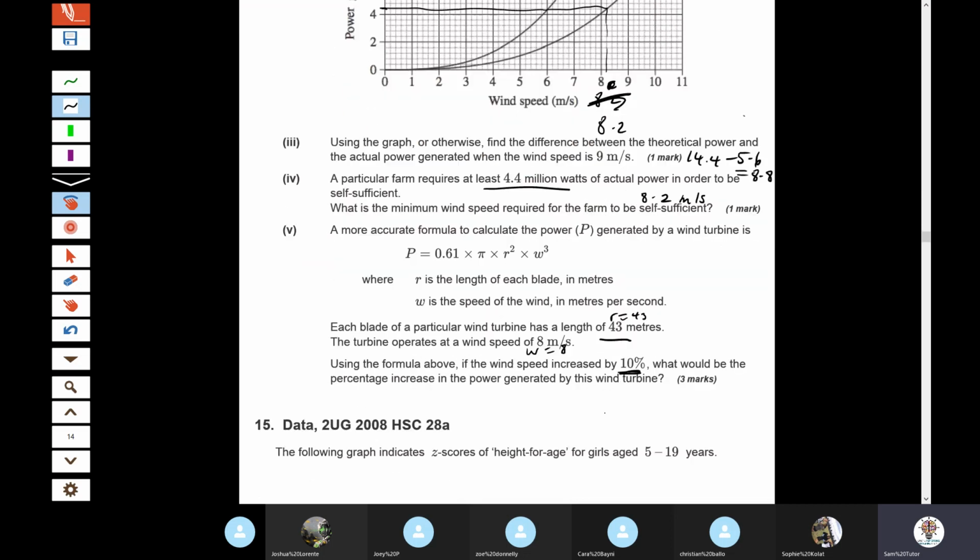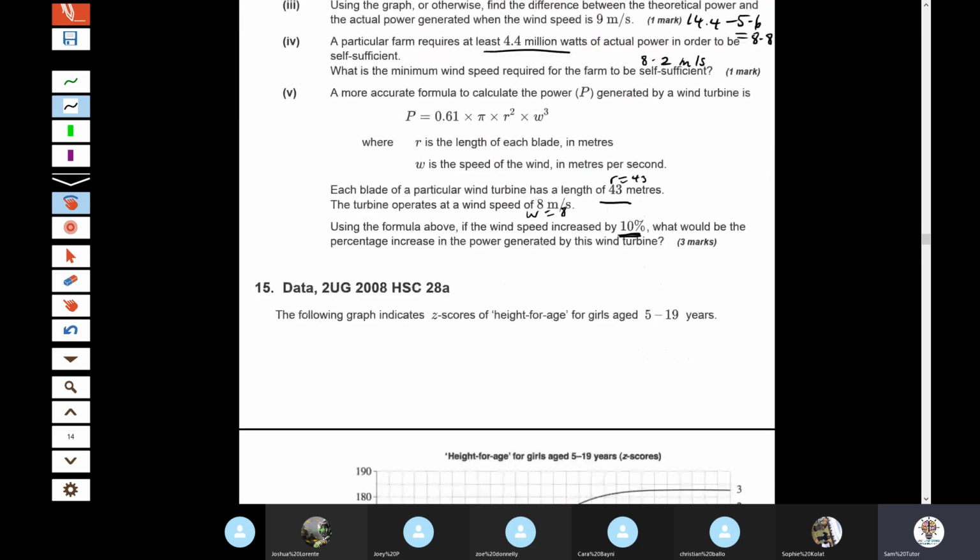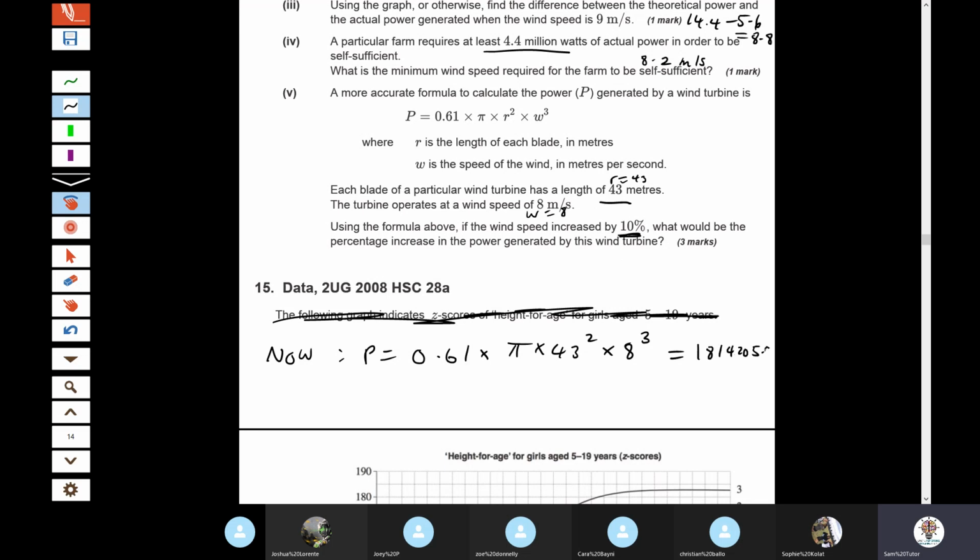All right. So firstly, you've got to work out what it is right now. So step 1. I'll just do it down here. Right now, P equals 0.61 times pi times R squared times W cubed. What does that give us? 0.61 times pi times 43 squared times 8 cubed. 1814205.92.